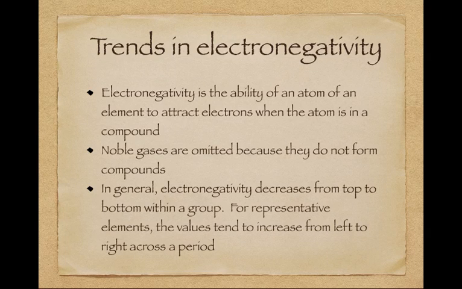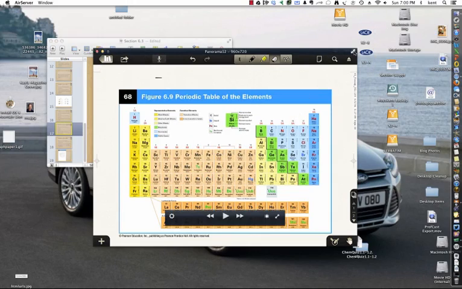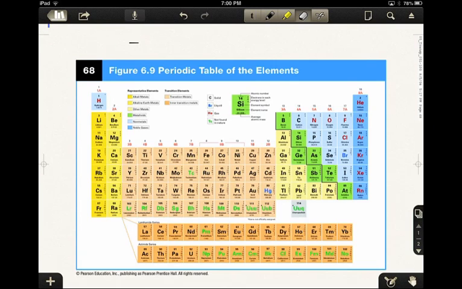So in general, electronegativity decreases from top to bottom within a group. For representative elements, the values tend to increase from left to right. All right, so let's talk about it on the periodic table. Once again, we aren't going to even worry about these guys. Take them out. My highest electronegativity is fluorine. So what happens is things increase as I go up the chart and I go to the right.